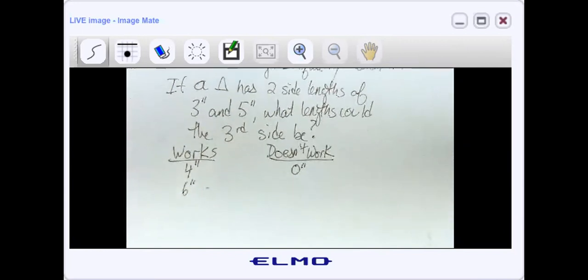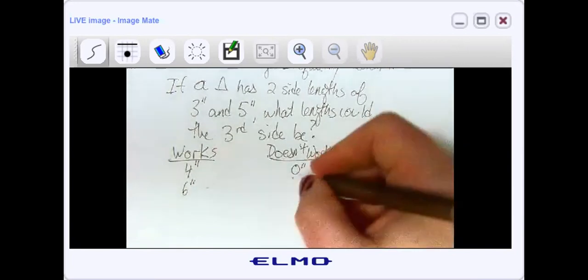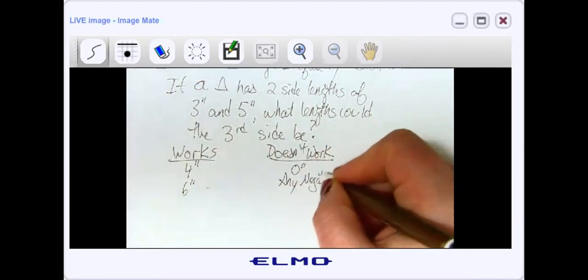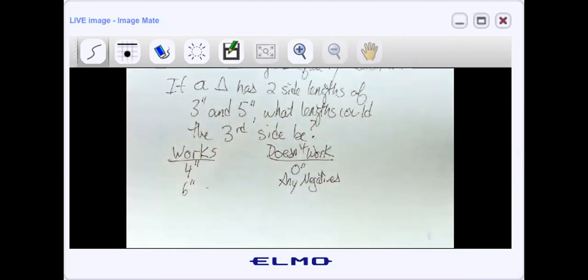Okay, any other guesses on either works or doesn't work? Negative numbers? Yes, I certainly can't go negative. So let's put any negatives over here. All right. What else? Anybody have another guess for works or doesn't work?